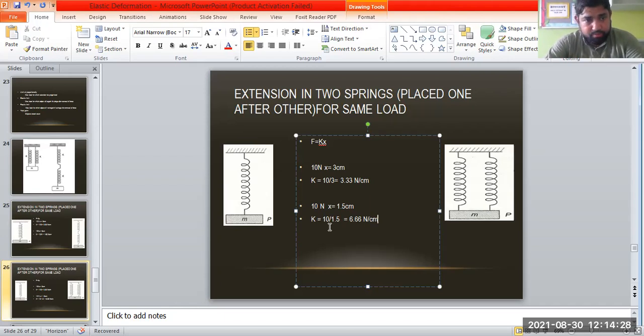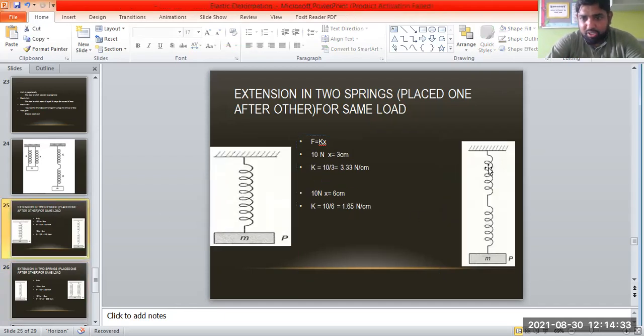Okay, let me sum it up for you. If you have connected two springs one after the other and you have doubled the length of the spring and the cross-sectional area is the same, then the extension will be doubled for a given force. So here 10 newton force, here 10 newton force, the extension is 3.33 here, and here the extension is 6 centimeters.